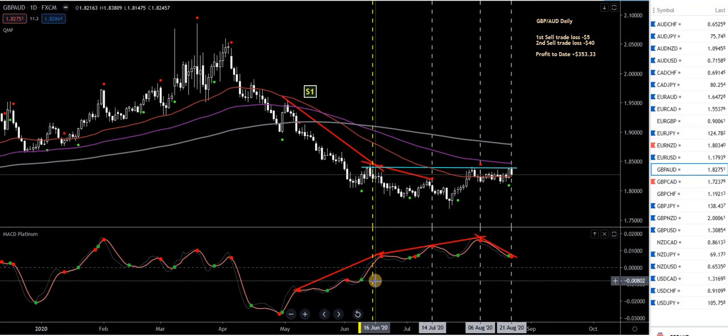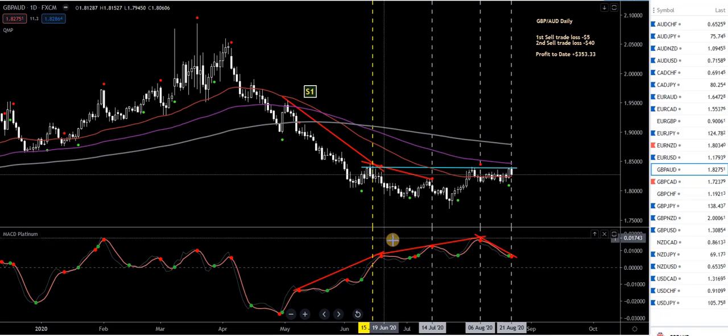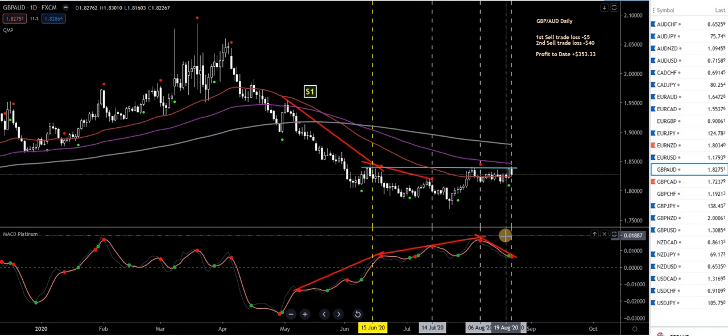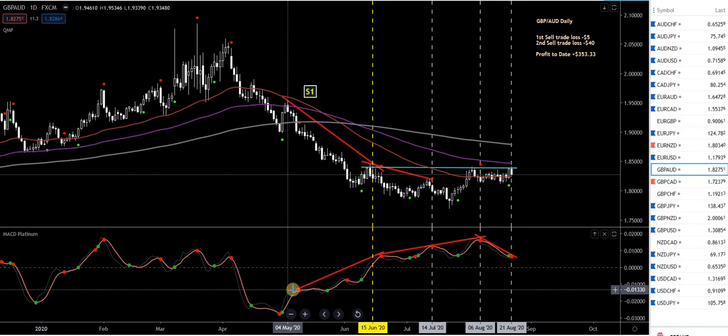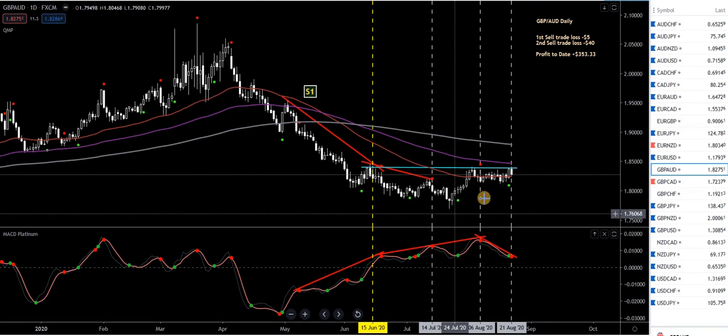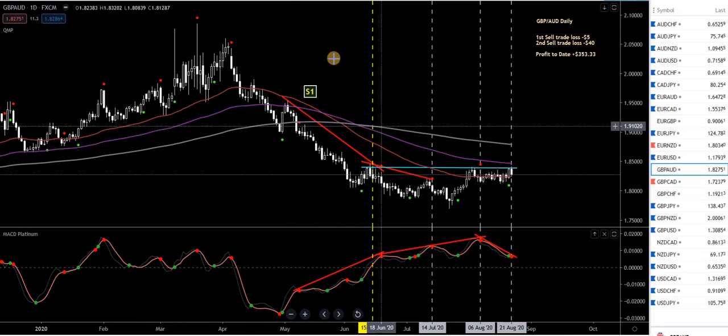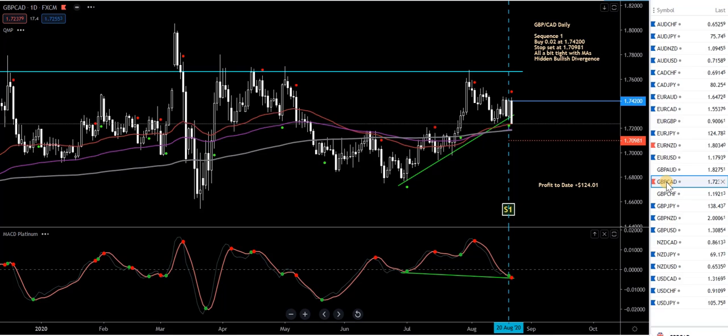That's a long time, since the middle of June. That's a long time above the 0 level on the MACD Platinum. So it's going to have to break. So you can see this here, it's a long time below it, and eventually it gets up over it. It's going a bit sideways. This COVID has just upset all the charts, but that's just part of trading. Nothing to do about it.